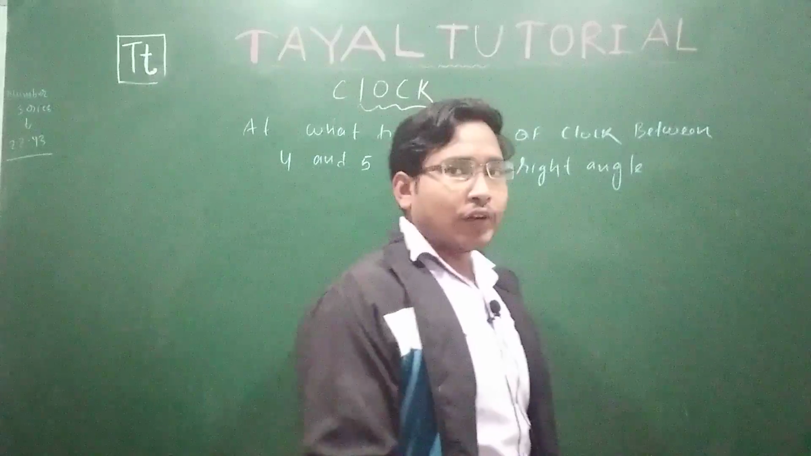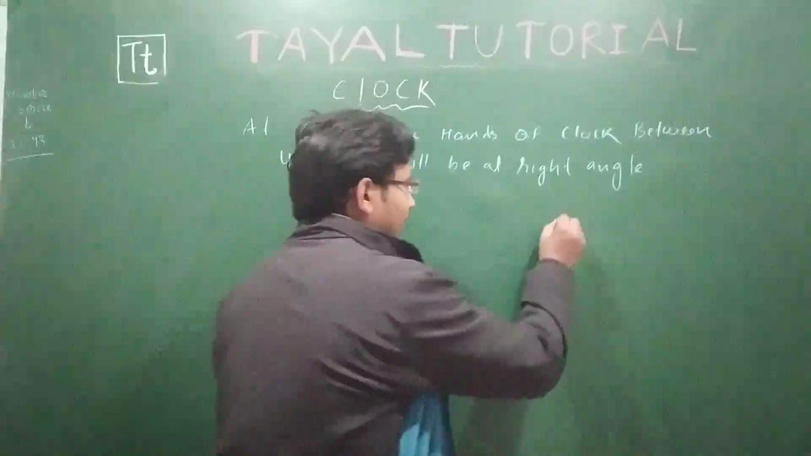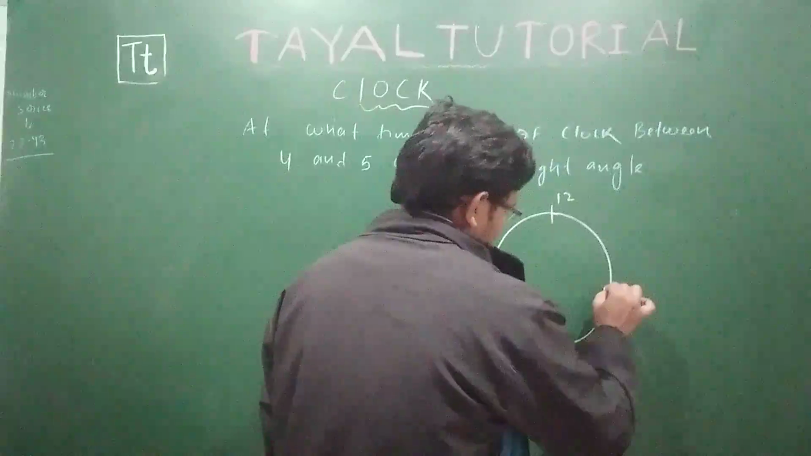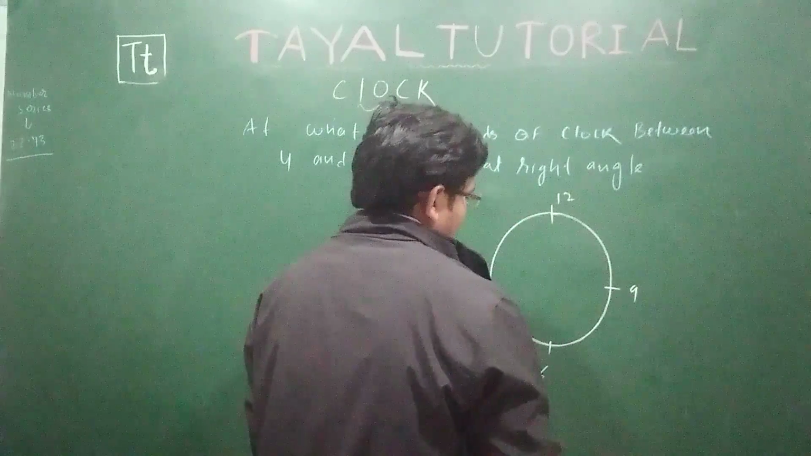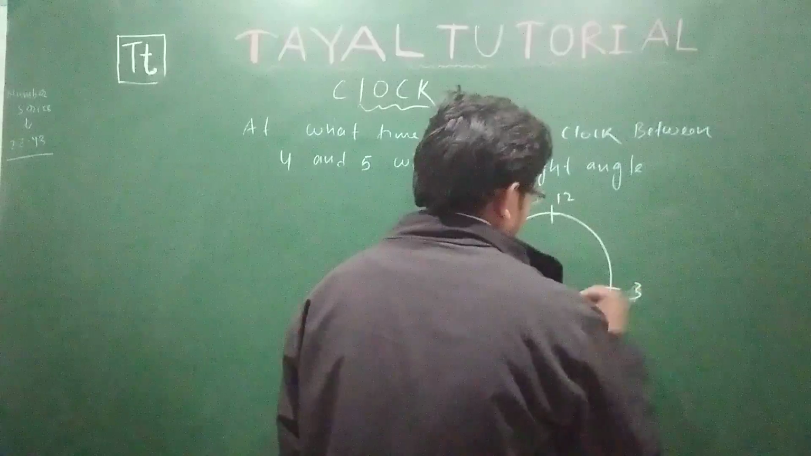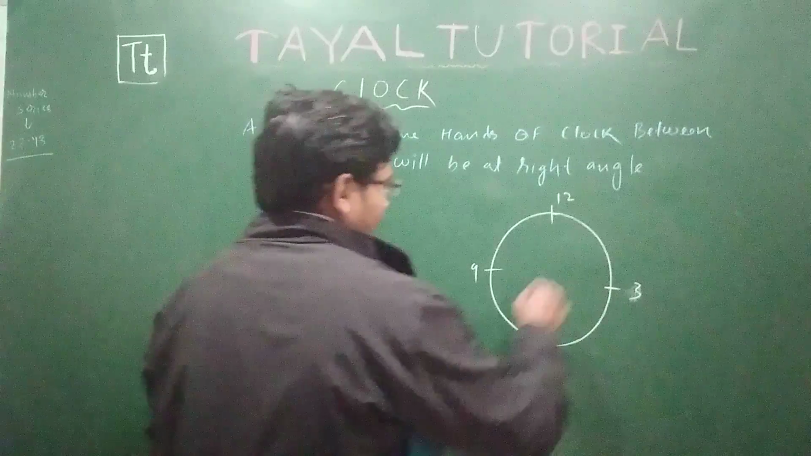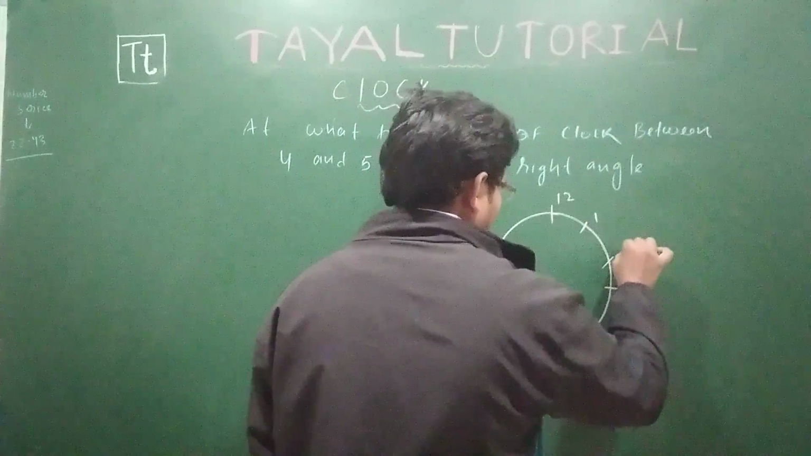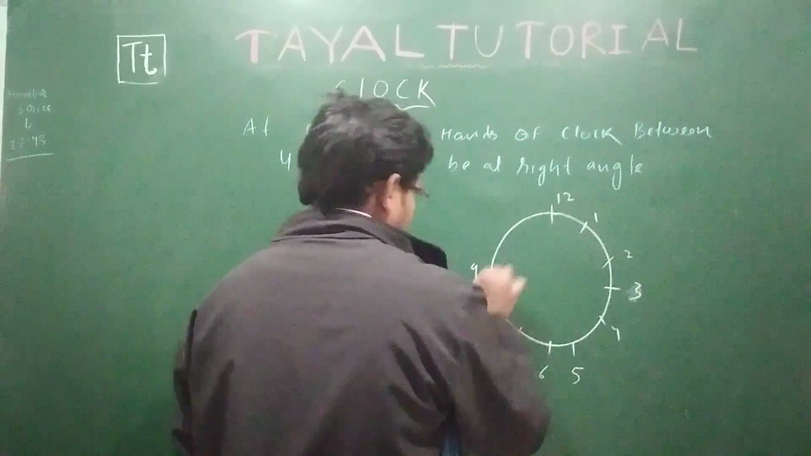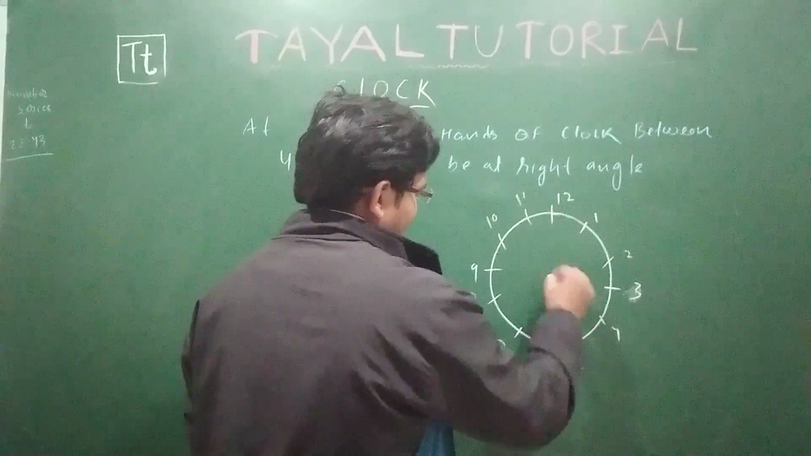Between 4 and 5, the 90 degree angle can have two possibilities. Draw a clock. So this is your 12, 6, 3, this is your 9. This is 1, this is 2, 1 2 3 4 5 6 7 8 9 10 11. So between 4 and 5, a right angle triangle has to be formed.